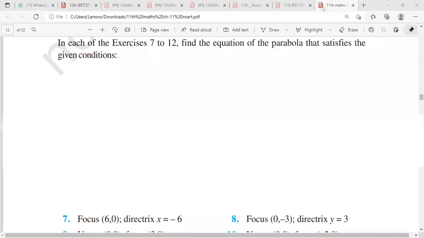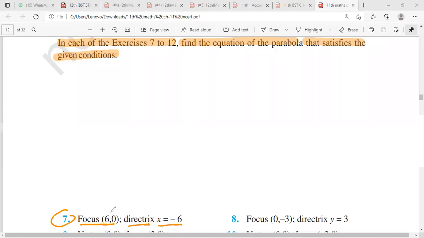Next question is, in each of the exercise 7 to 12, find the equation of the parabola that satisfy the given condition. अभी आपको कुछ given conditions क्या है? Like in question number 7, the focus of the parabola is 6, 0, and the equation of directrix is x equal to -6.